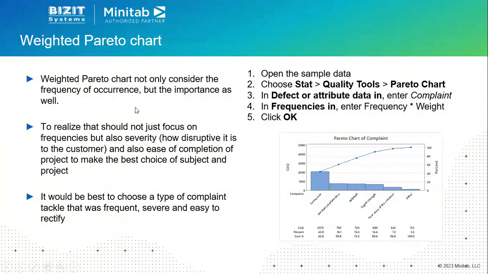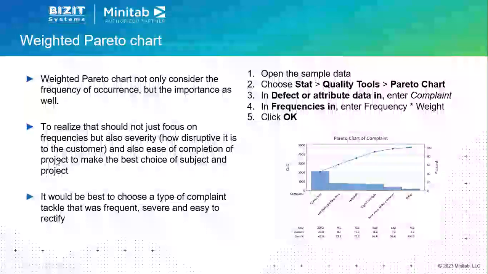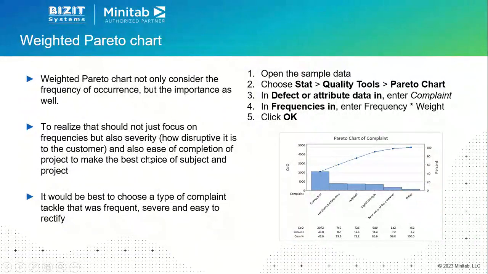That one considers not only the frequency of occurrence, but also the importance, something like additional information you provide inside there. You want to realize that you should focus not on the frequency but on severity. For telecommunication cases, maybe you want to see how disruptive it is to the customer, and also how easy it is to complete the project. So maybe the best choice is a type of complaint that is frequent, severe, and easy to rectify. So we try with this one.